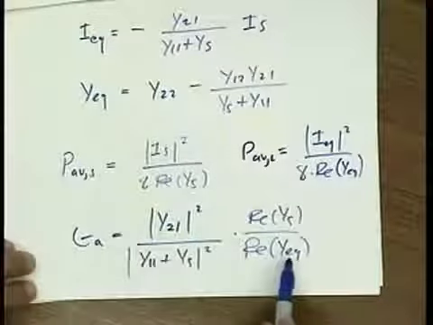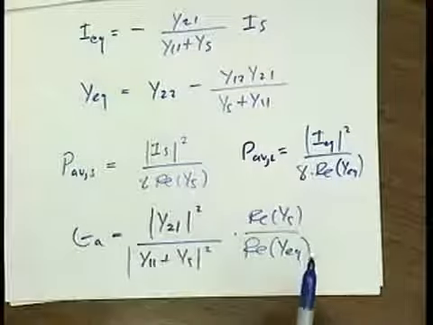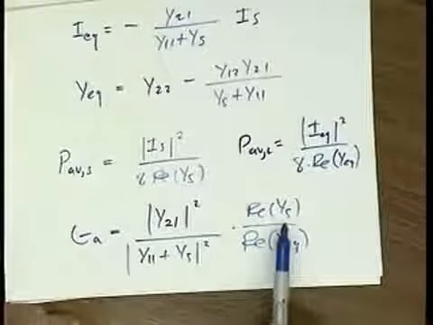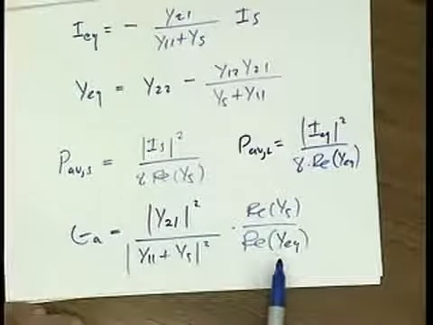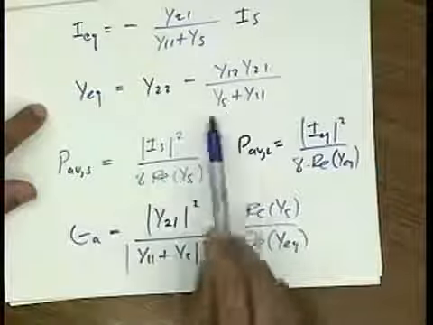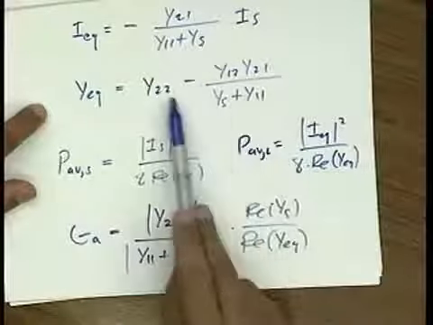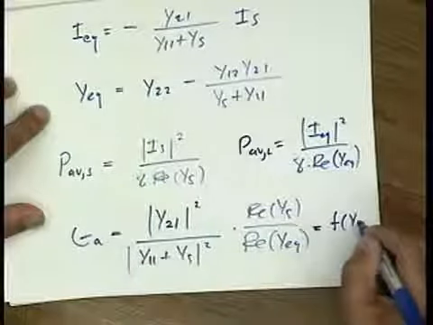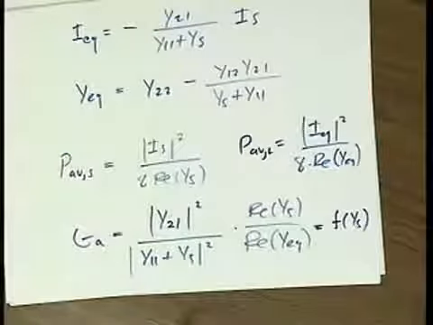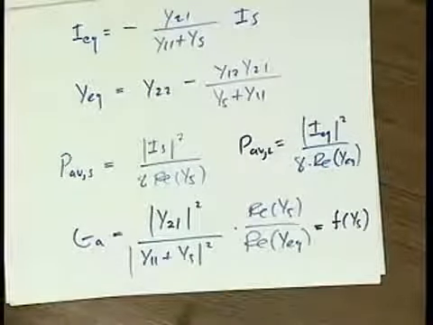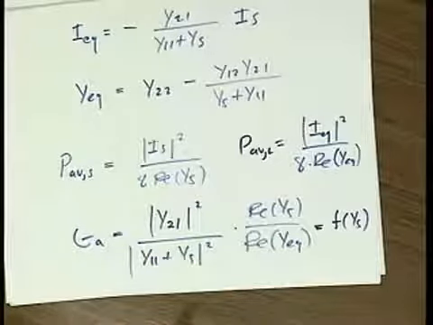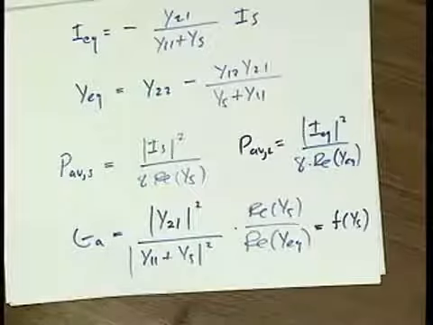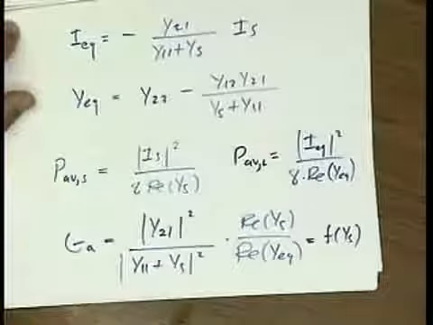And of course I could substitute for Y equivalent from here. And now if I observe the available power gain, I can see that it's certainly a function of YS. And if I look at Y equivalent, it's only a function of YS and the y parameters of our device. So certainly this is only a function of YS, as we found previously. Okay. Questions? Comments? All right.